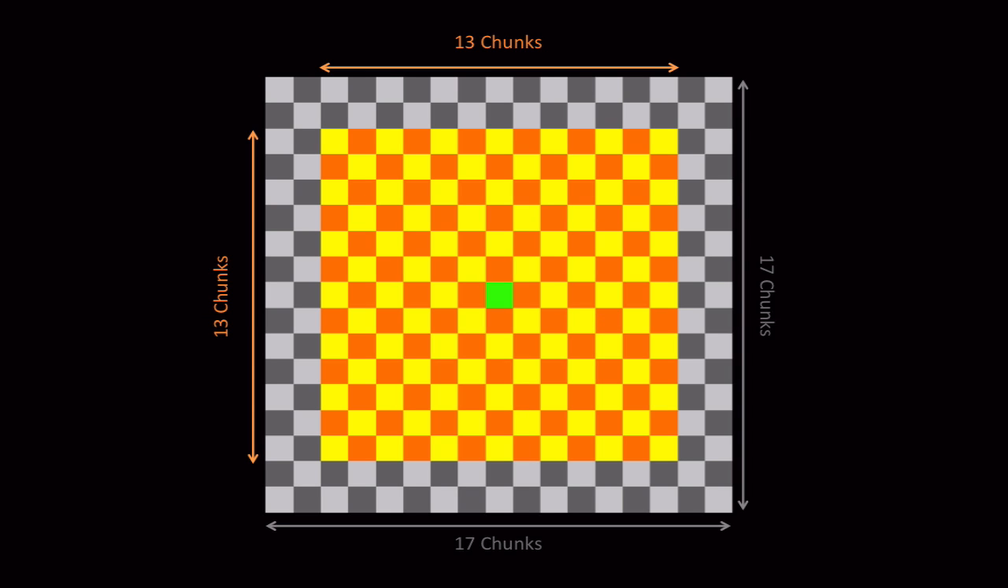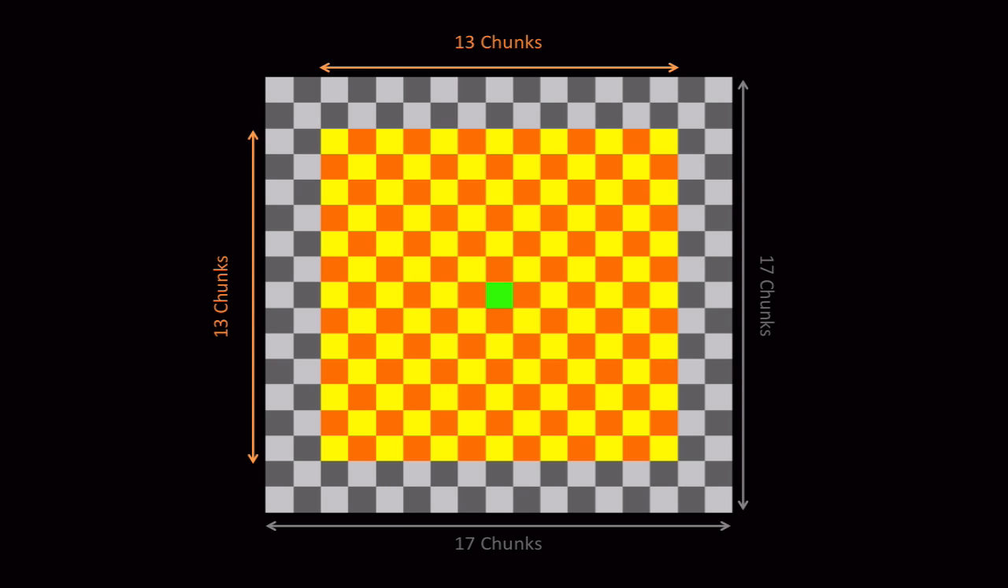Well, there's no time like the present. Here is a grid of the chunks loaded around the player. The green chunk in the center is the chunk the player is standing in. The 13 by 13 area of yellow and orange chunks around the green chunk are all entity processing chunks. Entity processing chunks are just like the regular chunks you play in. Minecarts move, sheep move and eat grass, water flows, redstone works, etc.